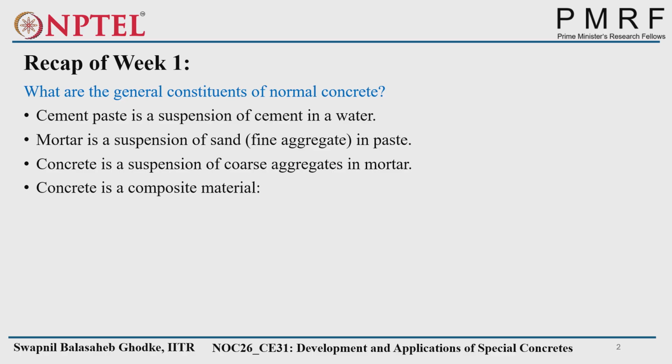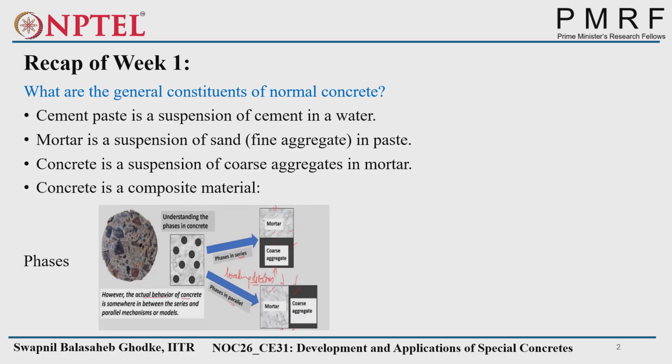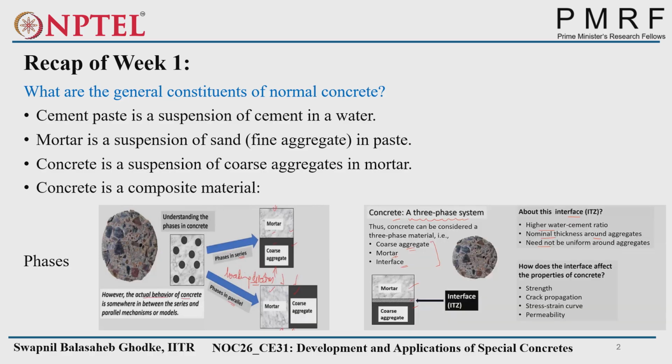So basically, it is a very complex and composite material. Based on this primary understanding, we understand that there are two phases in the concrete: one is the mortar, and another one is coarse aggregate. Suppose in this image you can see a series of materials and parallel materials. Series means mortar and coarse aggregate one above each other, and parallel means mortar plus coarse aggregate side by side. But in the actual concrete, the arrangement will not be exactly series and not exactly parallel. Why it matters, we'll see in the slides.